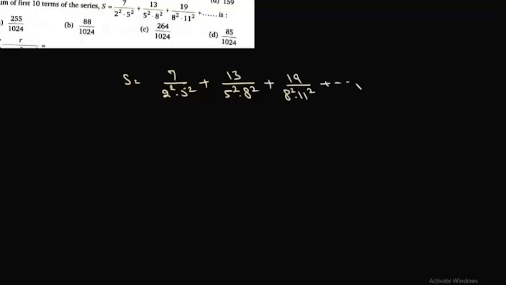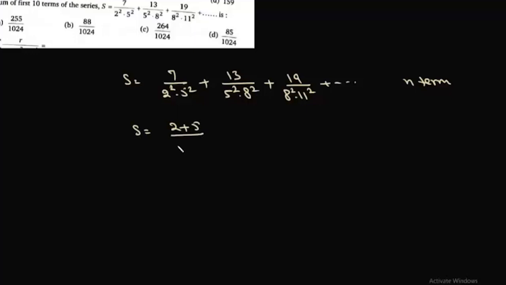Now let us take another question, and here we need to find the sum of the first 10 terms of this series. Rather than finding the sum of the first 10 terms, we'll find the sum of the first n terms. Now we can have this series as 7 upon 2 square into 5 square, plus 13 upon 5 square into 8 square, plus 19 upon 8 square into 11 square, up to n terms.